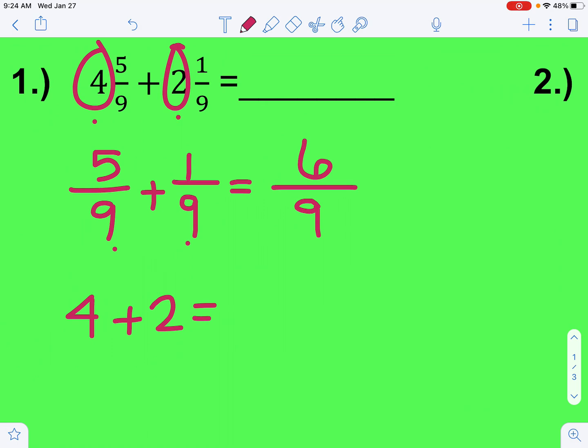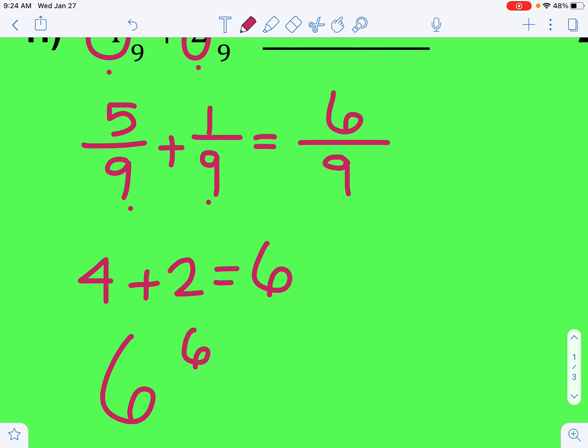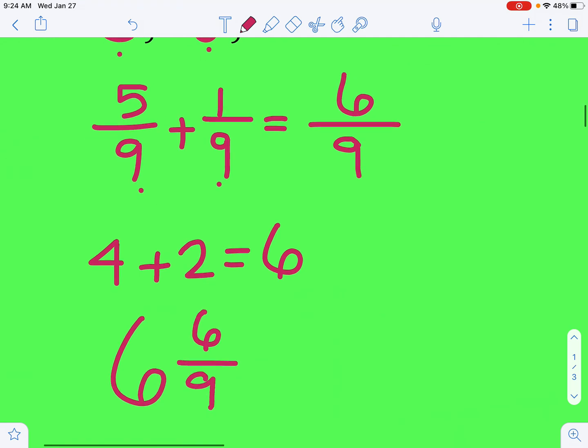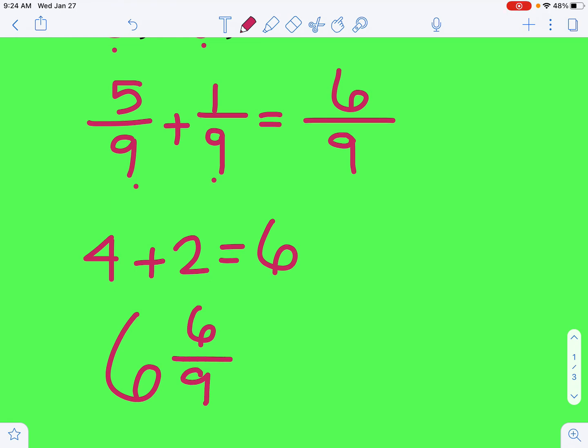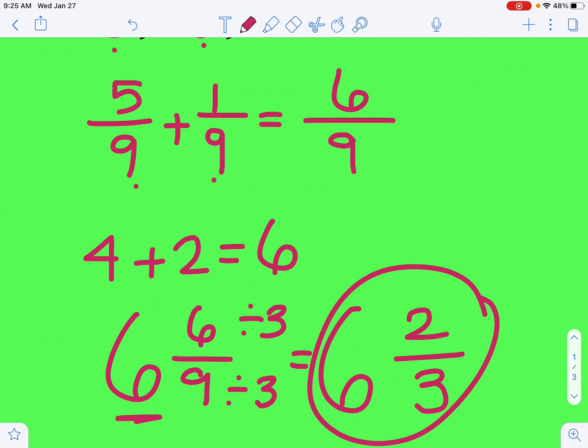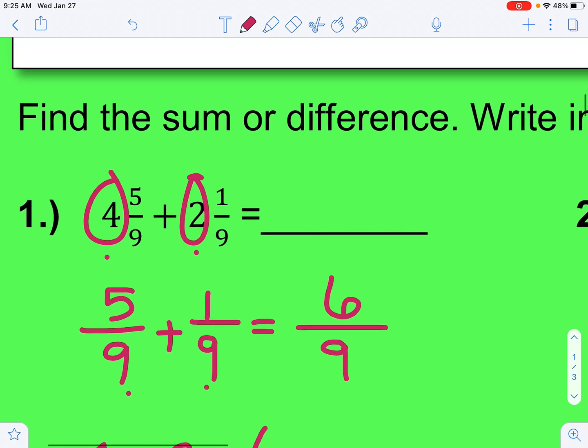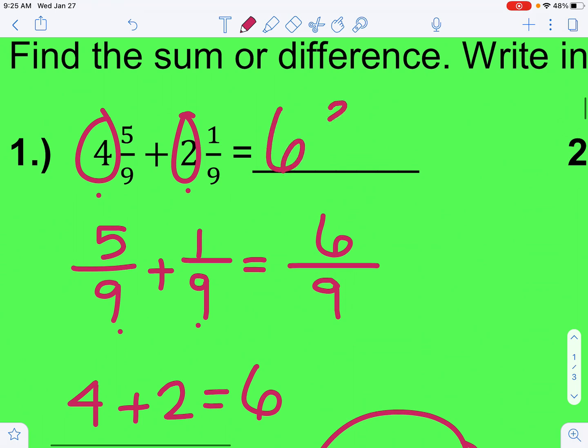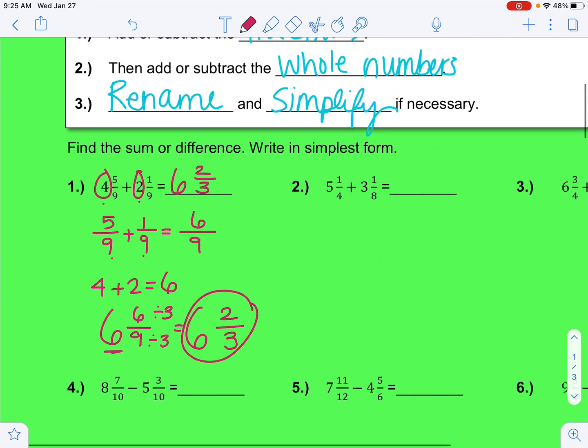Now our whole number, we have a 4 and a 2 out in front. 4 plus 2 gives us 6. So our answer is 6 and 6/9. Can we simplify 6 over 9? Right, we could divide by 3. So when we divide both by 3, we have to remember to keep our 6 out in front. That 6 doesn't go away. 6 divided by 3 gives us 2. 9 divided by 3 gives us 3. So 6 and 2/3 is our answer. Go ahead and write that on the line. Perfect. I hope that one made sense.